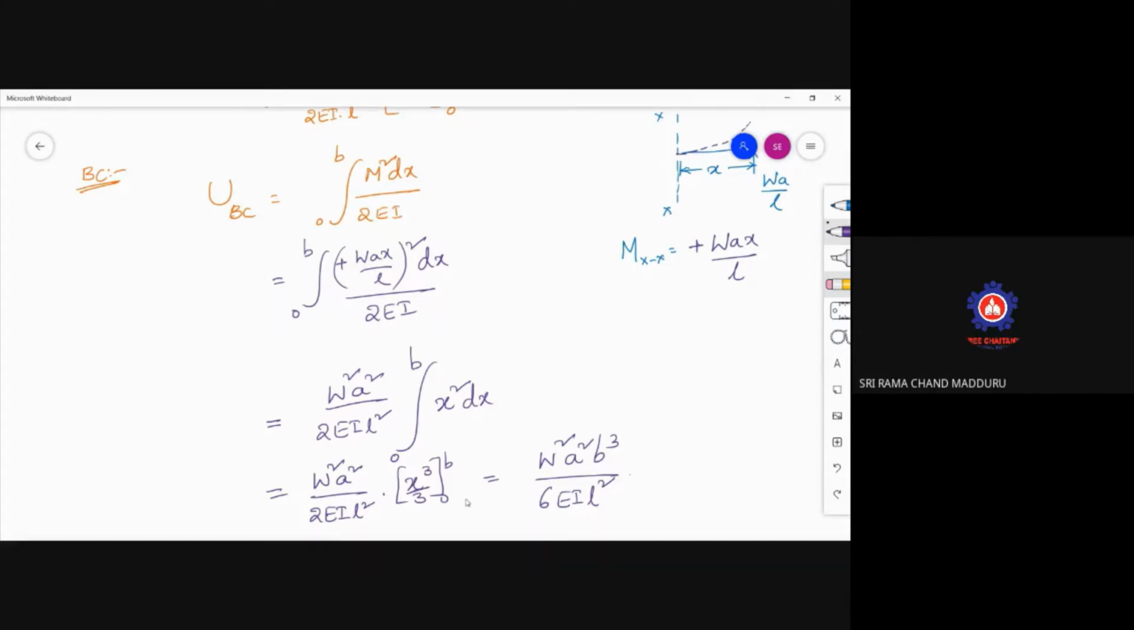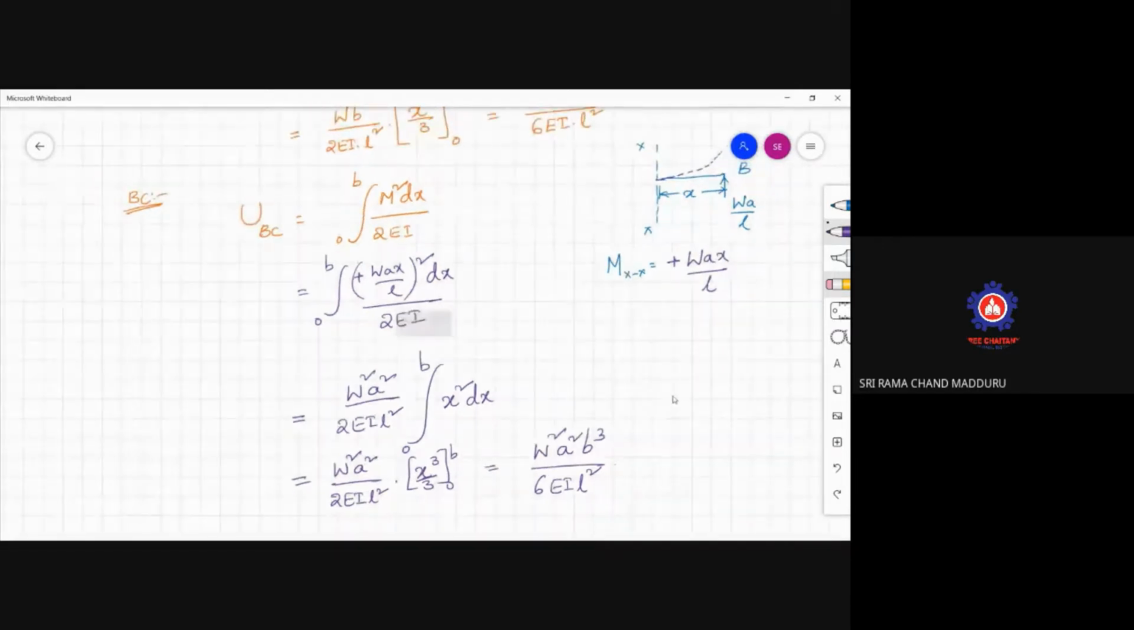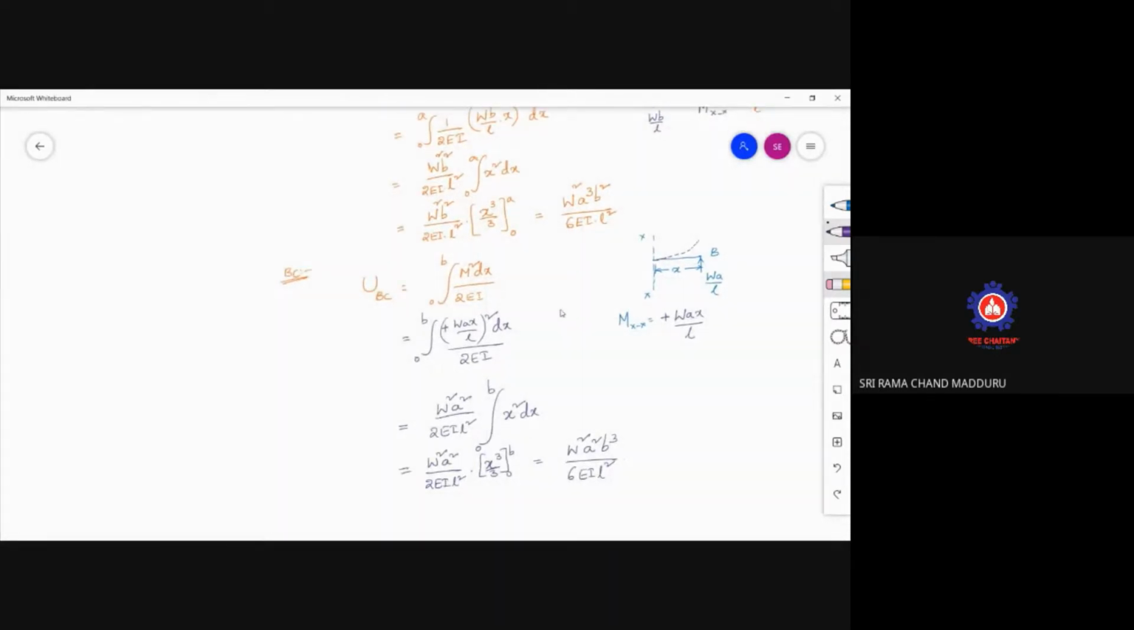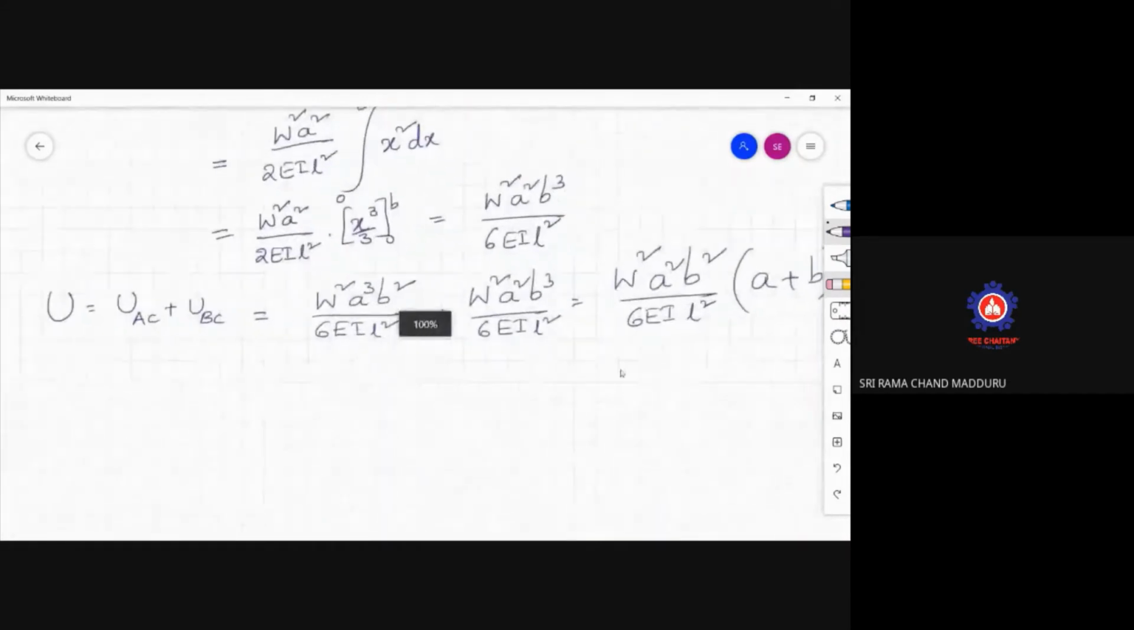Now, the total strain energy. This is for two portions, the AC portion as well as the BC portion. Total strain energy U is U AC plus U BC, which is W square A cube B square by 6EIL square plus W square A square B cube by 6EIL square. In this, take a common factor of W square A square B square by 6EIL square. A is taken common, plus we know that A plus B, what is the value of A plus B? L only.